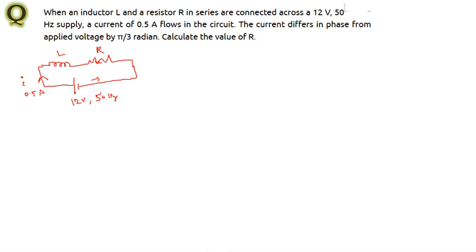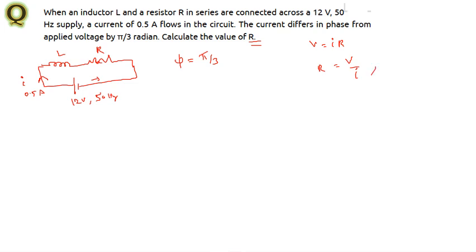Now in this case the current differs in phase from the applied voltage. The phase difference phi they have given is pi by 3. Calculate the R value. They are asking to find R. According to Ohm's law, hope you know this one, V is equal to I R. From this, R is equal to V divided by I.